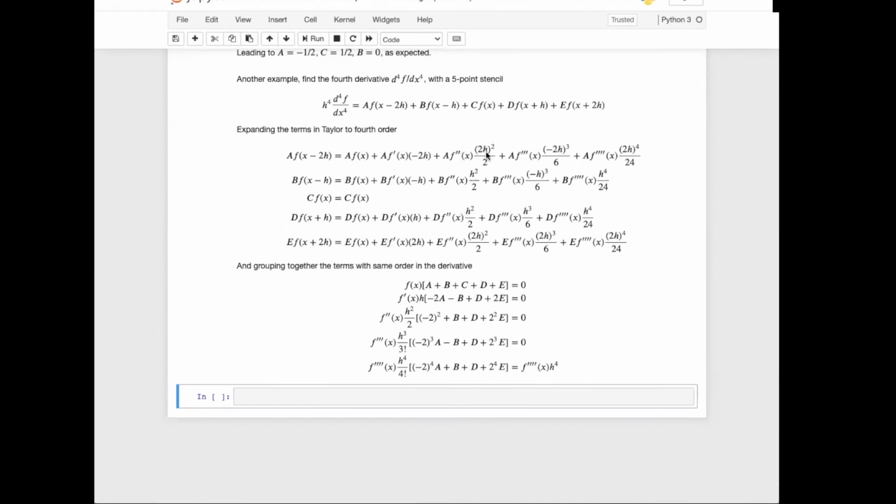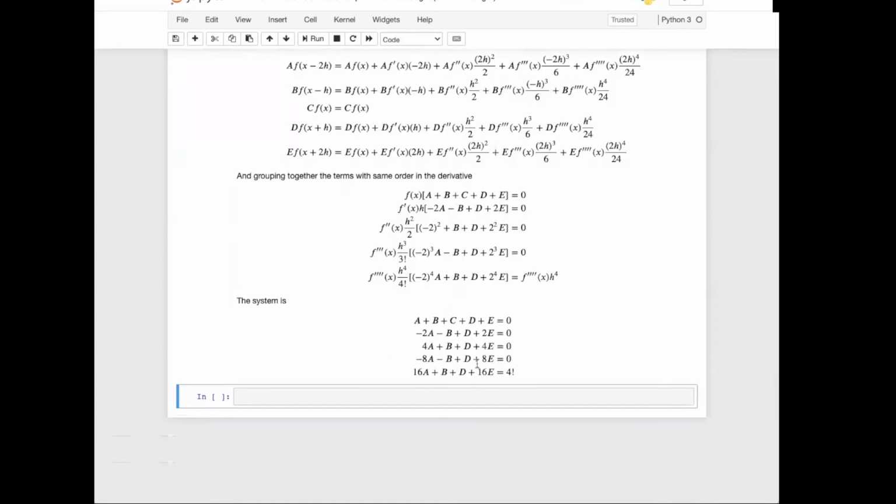And the second derivative, you have 2h squared in a, you have 1 in b, 1 in d, and 2h squared in e. For the third derivative, minus 2h cubed, minus h cubed, and 2h cubed. So you can already see a pattern. It's the stencil, minus 2, minus 1, 1, and 2, to the power of the order of the derivative. Here on the third order derivative, the power is 3. On the fourth order derivative, the power is 4, and so on.